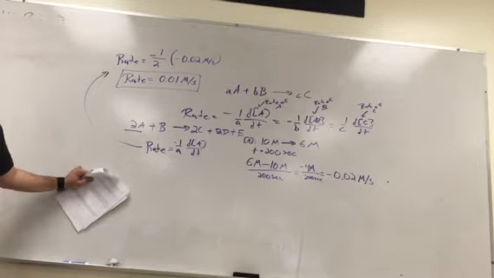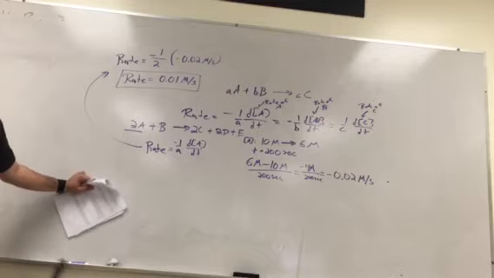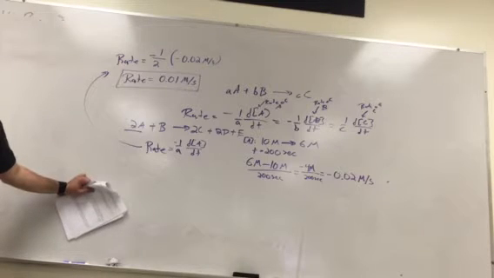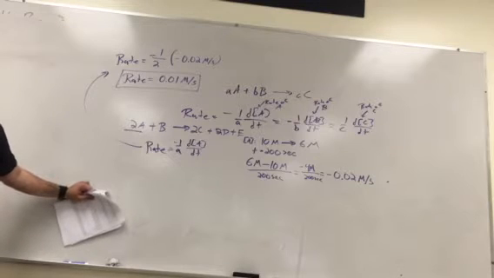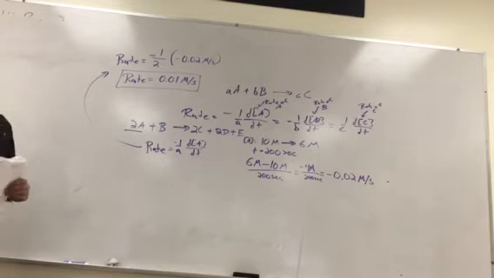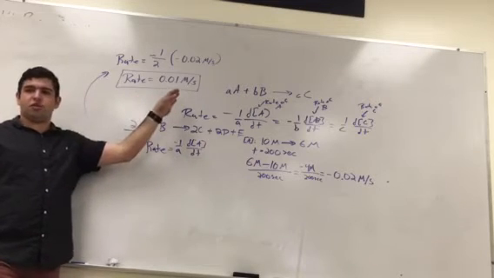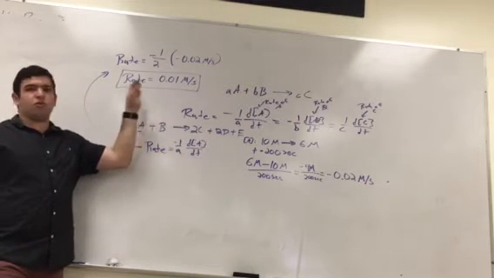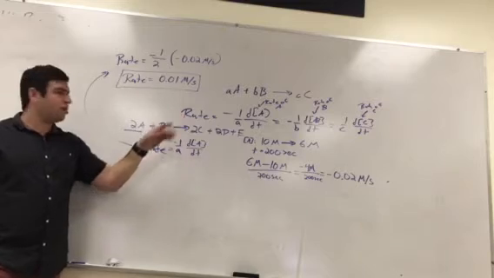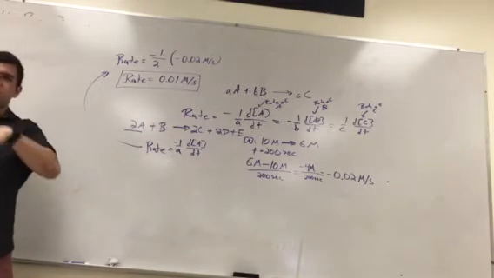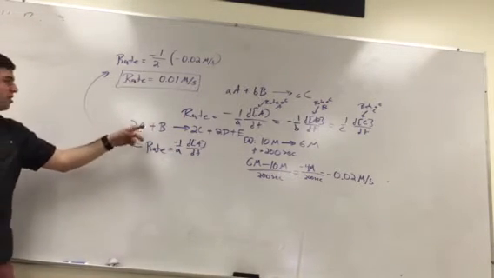In this case, we use A because that's all it gives you. Like, the overall rate is just from A because it only gives you A in this problem, right? So let's say I tell you the overall rate of the reaction is 0.01 molarity per second and I ask you what is the rate of A.